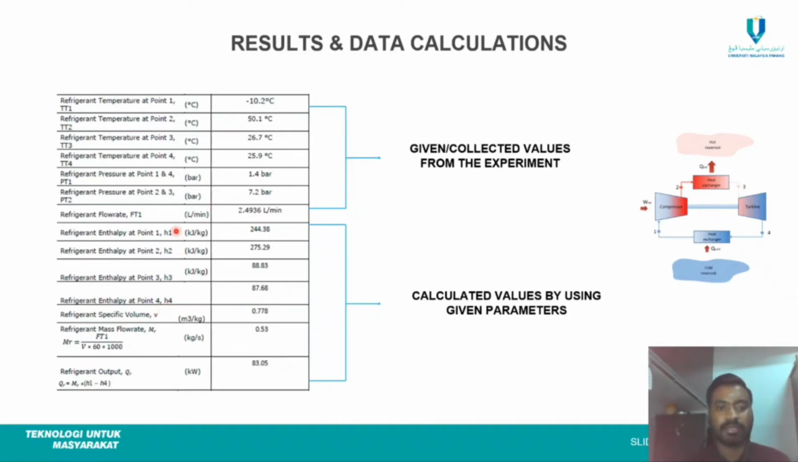After completing the enthalpy at the 4 points, we need to find the refrigerant mass flow rate by using the formula, where the refrigerant mass flow rate is FT1 times the specific volume, divided by v times 60 times 1000, which gives 0.53. Lastly, the refrigerant output, referred to as QR, gives 83.05 according to our calculation.